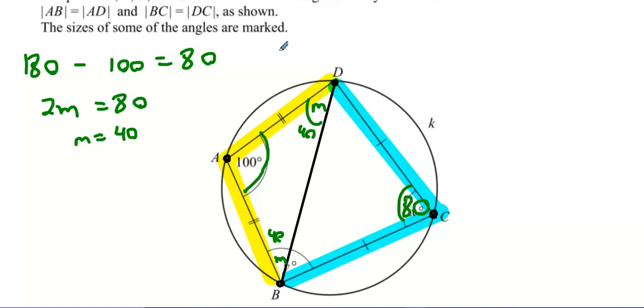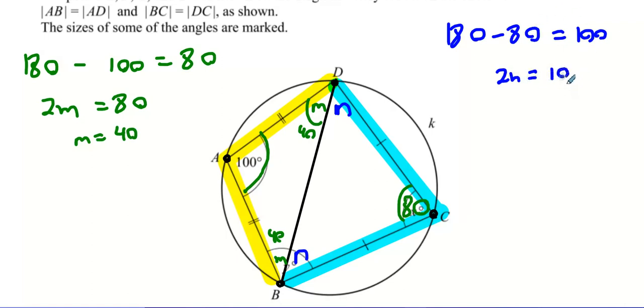You're going to do the same thing for the blue triangle. Think of another letter, N. Is that all right with you guys? We're going to do exactly the same thing. We're going to do 180 take away 80, which is 100, divided by 2. 2N equals 100, and then N equals 50. Then you have your two 50s.